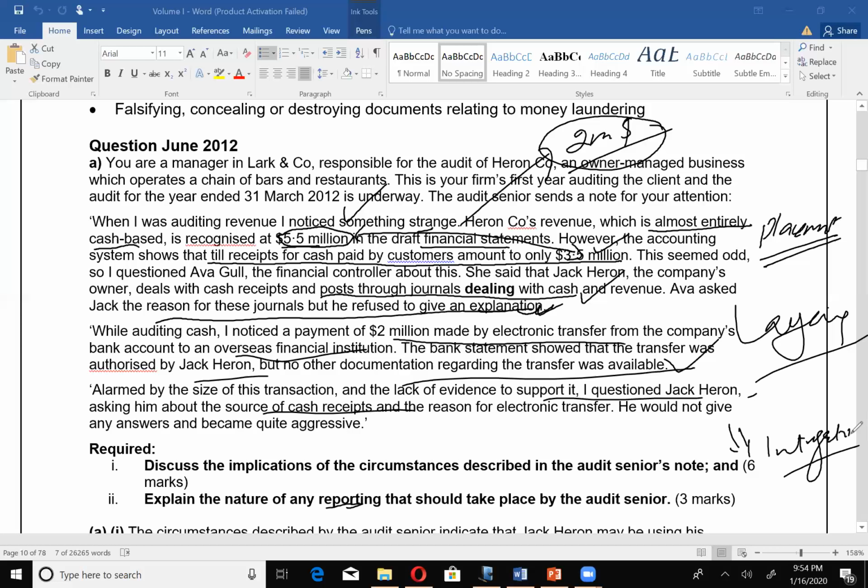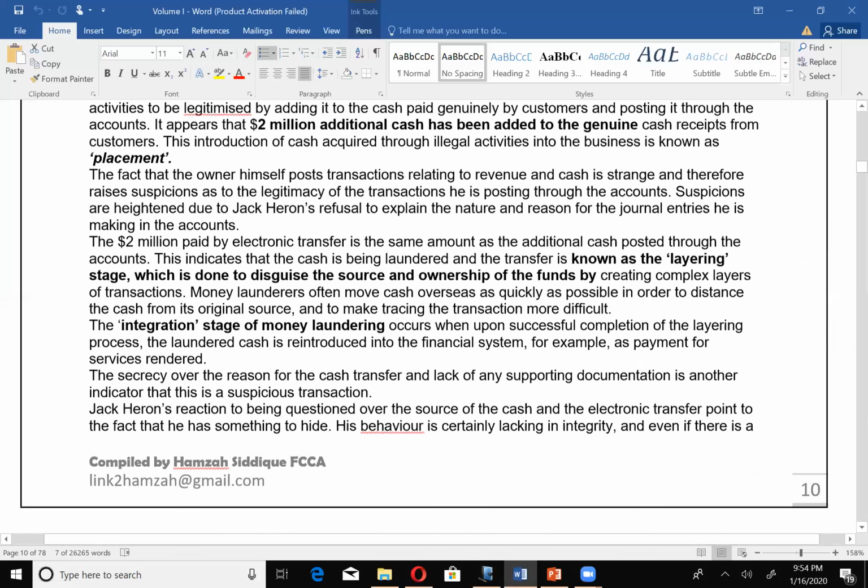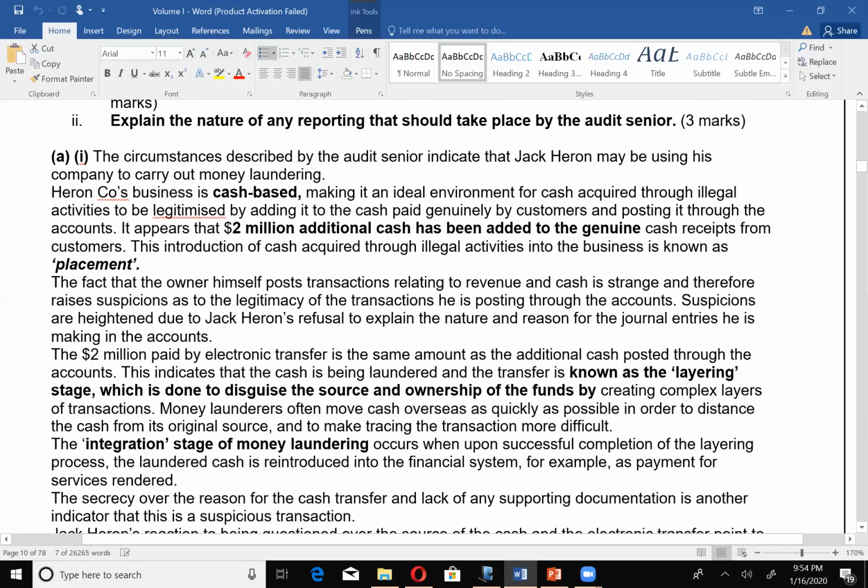Now, what is the implication for the auditor? Students, this auditor is saying that he became aggressive when they were asking too many questions. That may tip off Jack Heron. Yes. So let me show you the answer over here. Now, here is the answer.